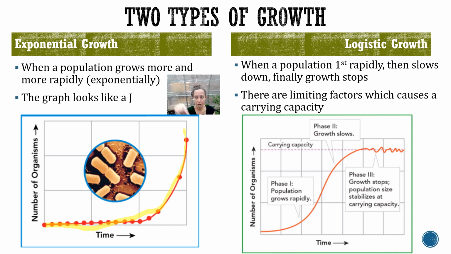And our second type of growth is logistic growth. Logistic growth is when a population first grows rapidly, then it slows down, and then it actually stops growing. So it stops getting bigger or smaller. Things still change in it.